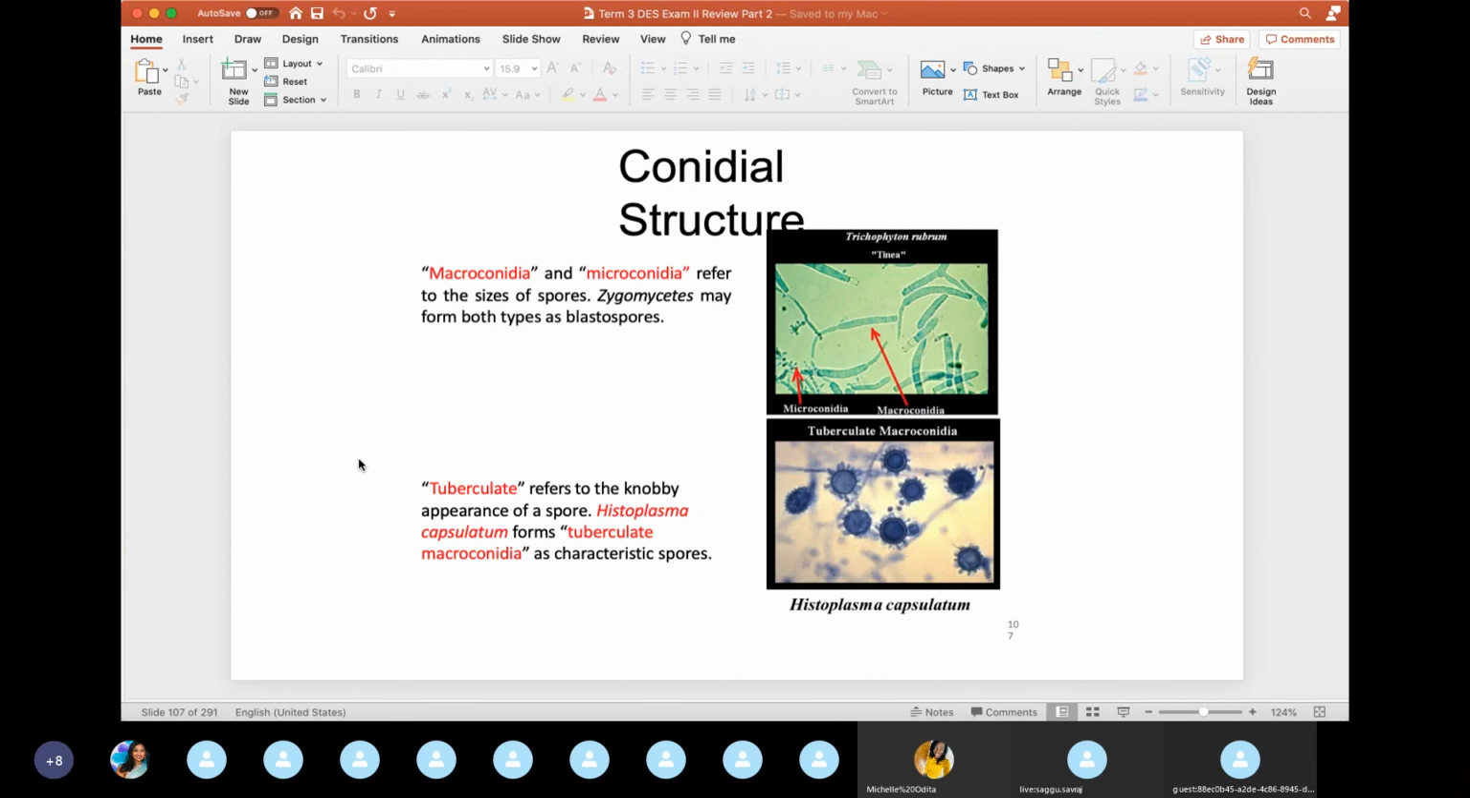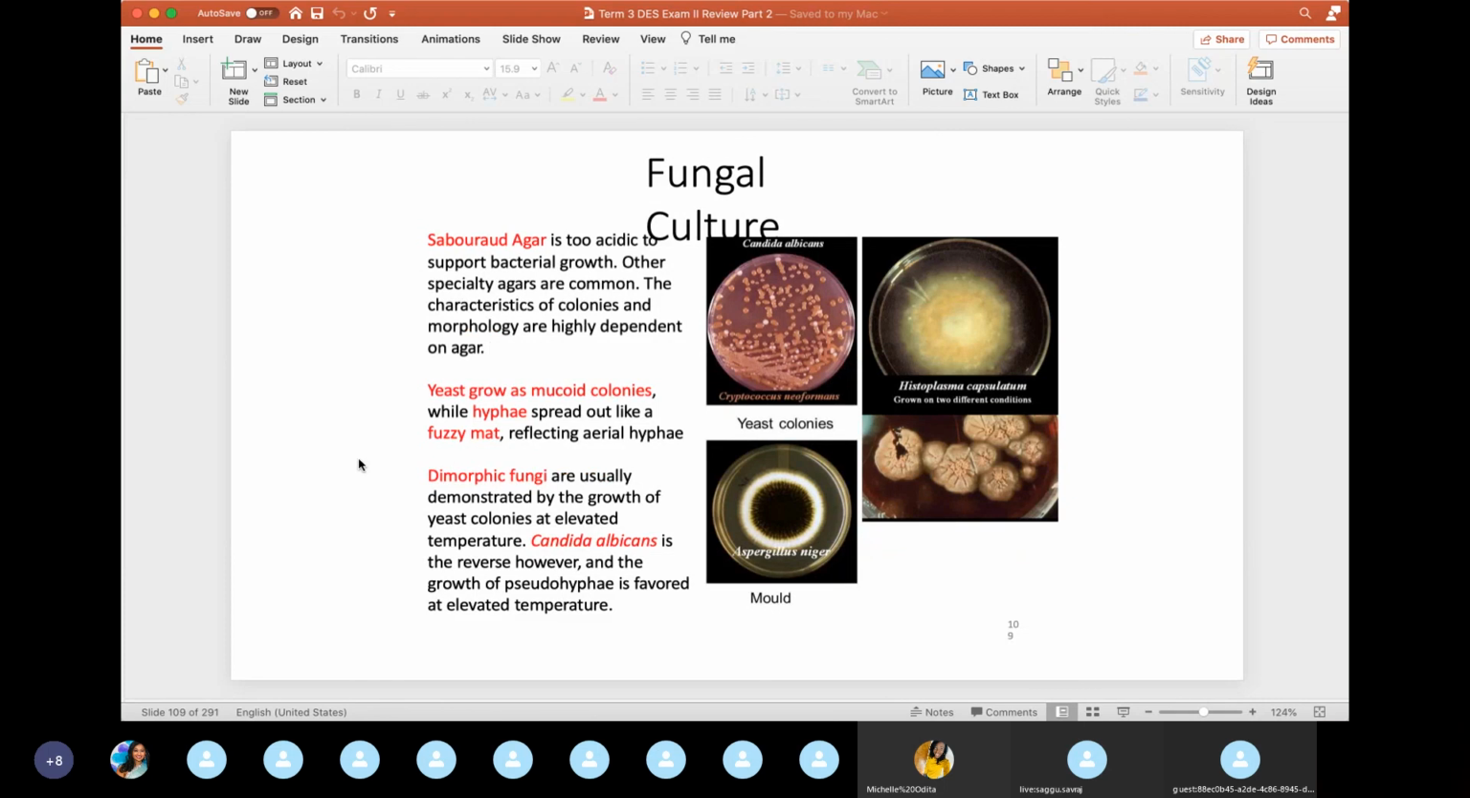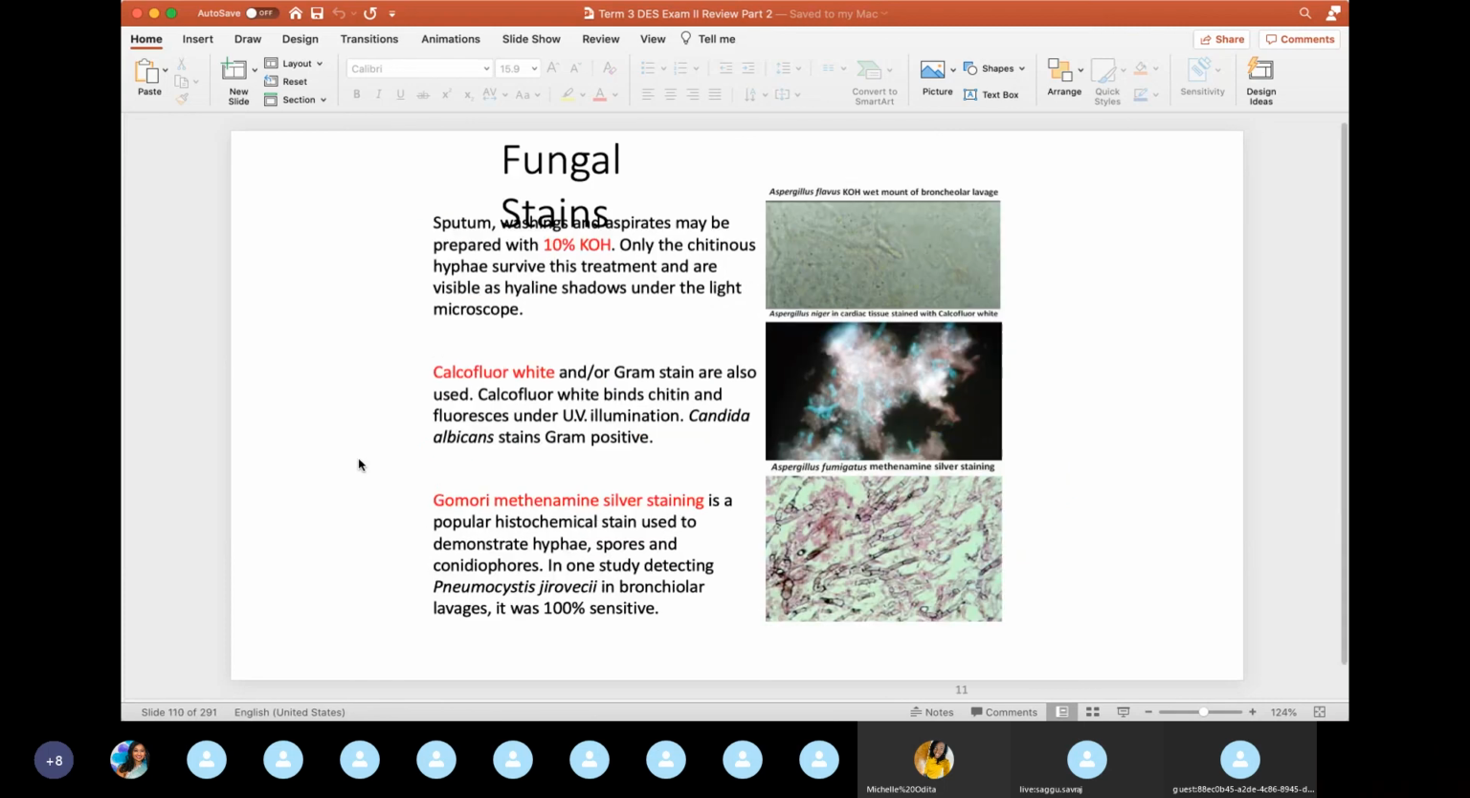Do we need to know the difference between macroconidia and microconidia? Well, it just depends on the size of your spores. Fungal cultures, I've said, Sabouraud agar, because fungi are dimorphic. They can be oval, spherical, budding, or encapsulated. What's the stain that we're going to use? 10% KOH stain. What's the agar that we're going to use? Sabouraud agar.